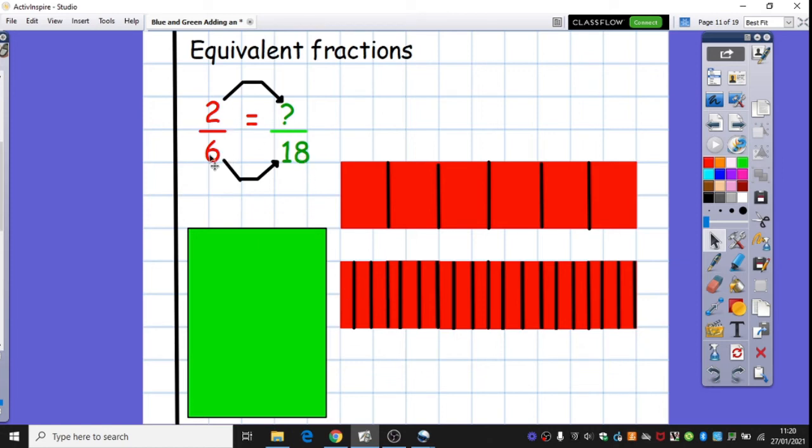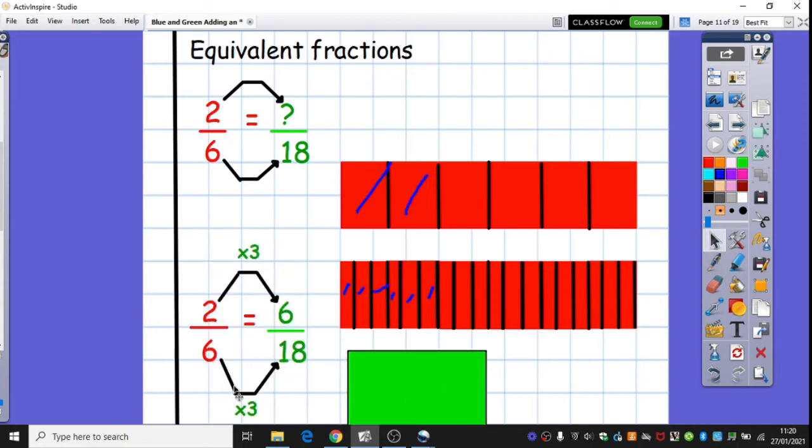Now whatever we do to that denominator, we need to do to the numerator. So if I just show here with my colour, I've obviously got 2/6 here. So I've multiplied by 3. 6 times 3 is 18. I need to do the same to 2. 2 times 3 is 6. 1, 2, 3, 4, 5, 6. And you can see that that is the same. They are equivalent fractions. So whatever you multiply your denominator by, you multiply your numerator by.